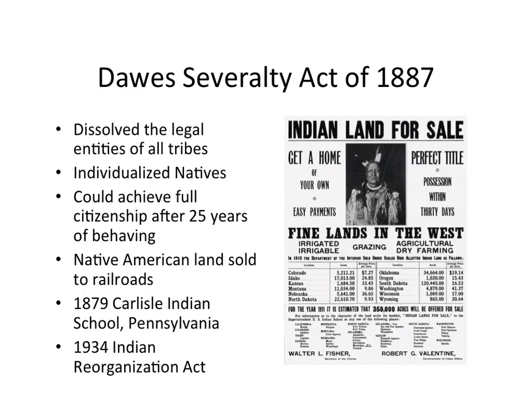So finally in 1887, one of the things that the government did is they passed what was called the Dawes Severalty Act. It dissolved the legal entities of all tribes, basically saying that they no longer had tribal statehood, which meant that any of the treaties that were signed by the United States government were essentially null and void. One of the things that it also did is it individualized the natives.